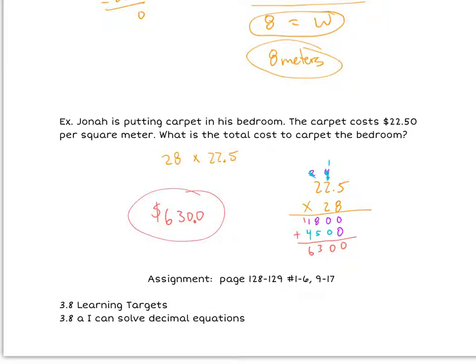630. So, does that sound more reasonable? $630? Sounds more reasonable, right? Because we forgot that decimal.